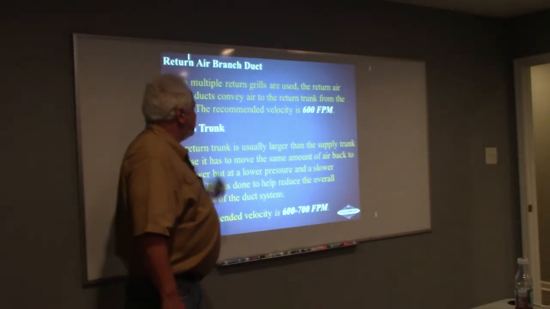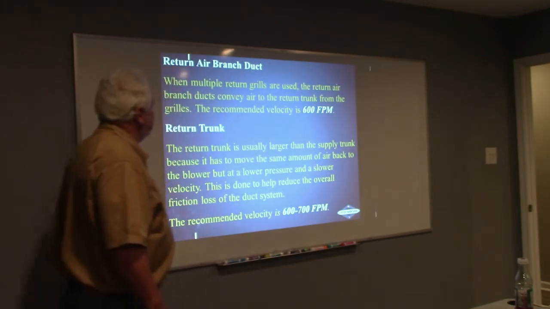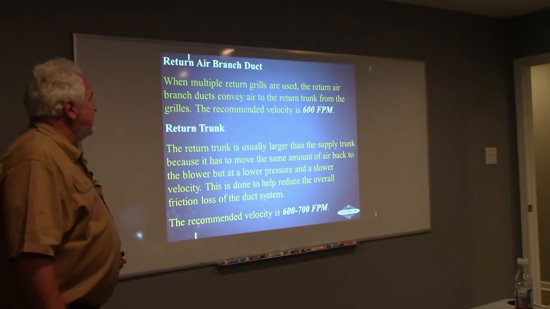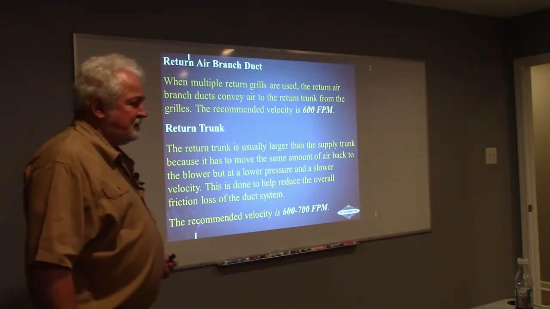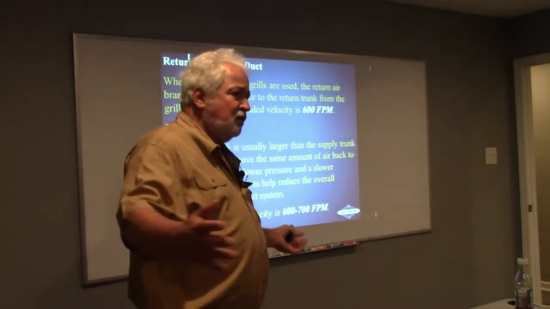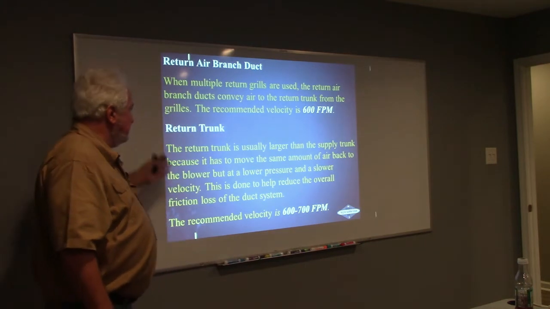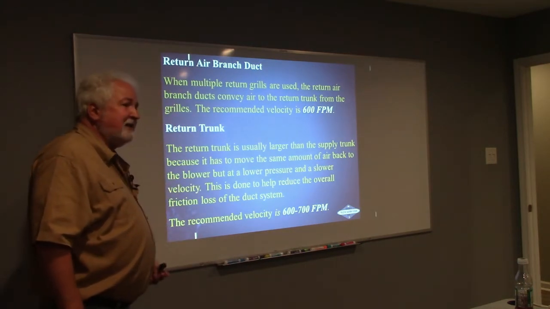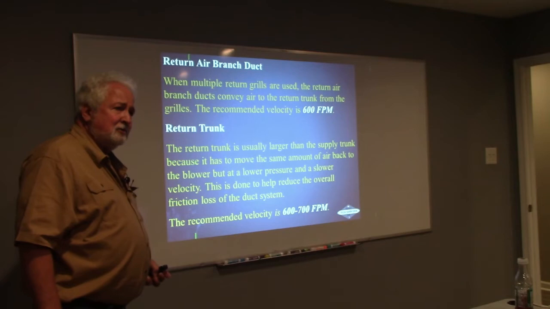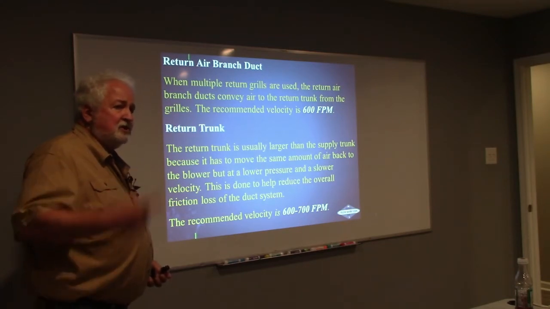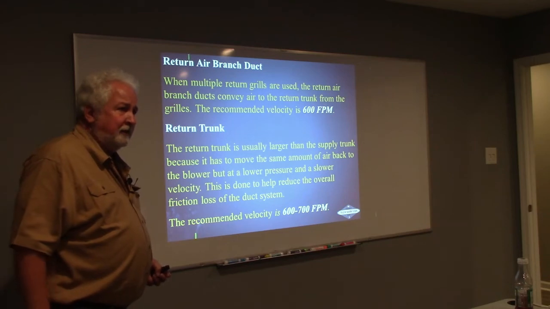Return air branch ducts. Where multiple return grills are used, return air branch ducts can go somewhere around 600 feet per minute. That's a good slow pace for that air to start working its way back to that grill. Return air trunk, usually 6 to 7. I like to keep it closer to the 600 range. Keep it moving slow. You get one chance to put return air stuff in. Make it big enough so it's slow.